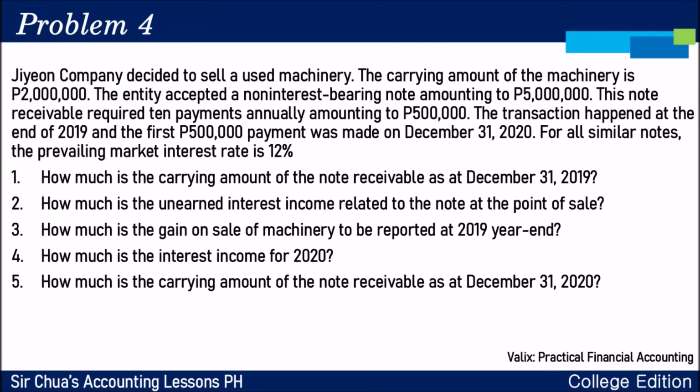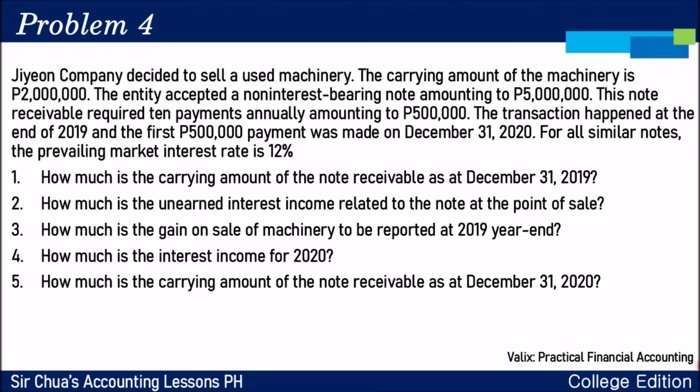The transaction happened at the end of 2019 and the first 500,000 payment was made the next year, after 1 year. For all similar notes, the prevailing market interest rate is 12%. So, manghihiram tayo ng prevailing market interest rate kasi non-interest bearing yung note natin. So, i-assume natin na dito sa 5 million na to, nasa loob niya na yung 12% na interest na yon. Kasi nga po, non-interest bearing.